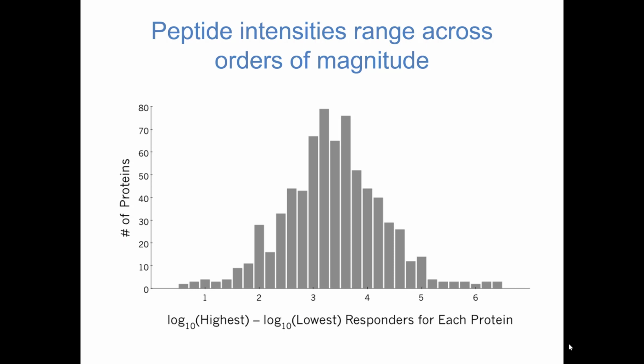If we look across a data set here of about 700 different proteins, this is the order of magnitude difference in intensity between the highest responder and the lowest responder. The one I just showed you was about 3.5, right around the center of this distribution. There's a staggering amount of difference in response for different peptides in a protein. Up at this top level, there are 6 orders of magnitude of response between the highest responding peptide and the lowest responding peptide, despite the fact that they are at the same equimolar concentration.